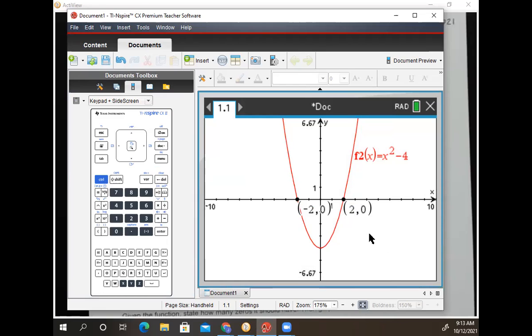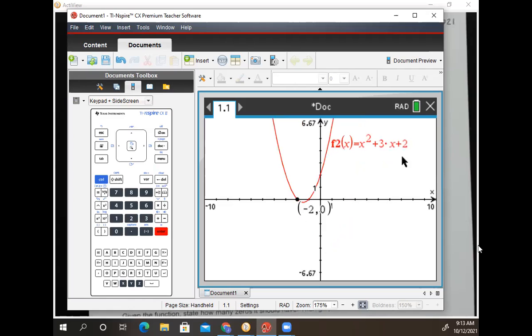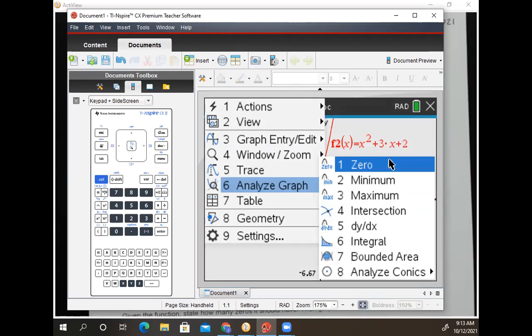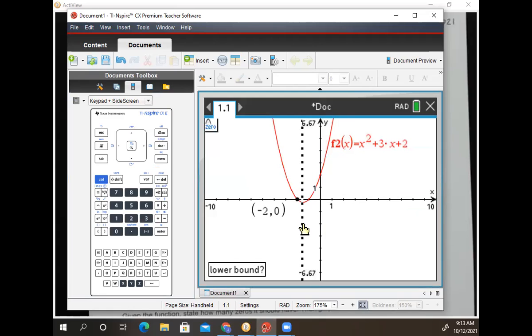My next function in standard form is that third one down, x squared plus 3x plus 2. So I'll graph that. You can make a new graph. You can graph a new function on the same page. I'm going to go ahead and edit this one. So I've got x squared plus 3x plus 2. It just sort of shifts that function. And it looks like I still have an x-intercept at -2. And then I'll find the other one. Menu, Analyze Graph, zero. Looks like -2 and -1 for that third one.